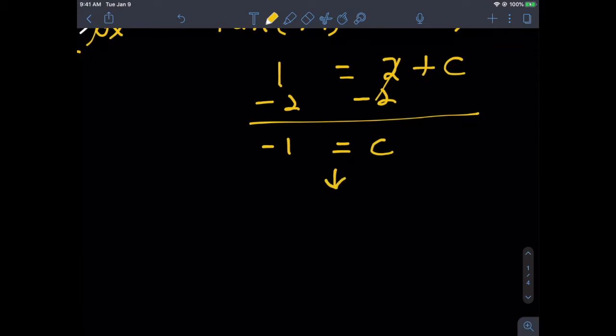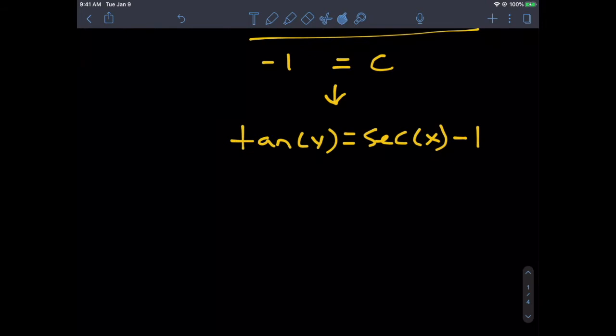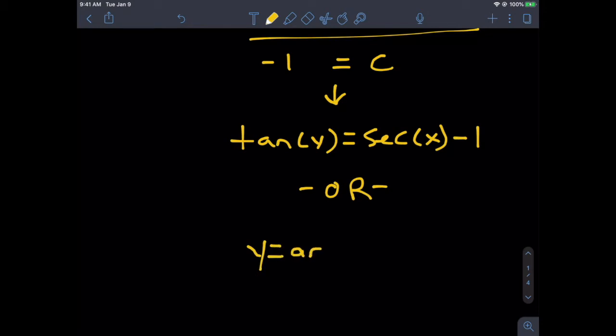Incorporating this back into our general solution, what we're going to get is tangent of y equals secant of x, and then c was negative 1. There it is. That's a solution. Or, if you wanted an explicit rule solved for y, just take the inverse tangent of both sides. So y is equal to arctan of the quantity secant of x minus 1.